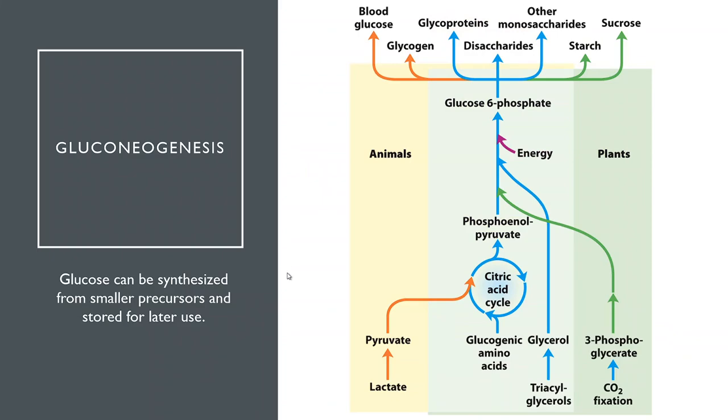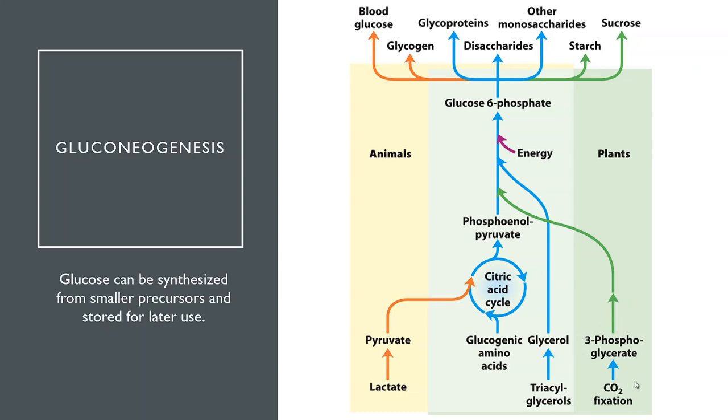So now, before we move on from glucose, because now we've talked about how glucose is broken down, it's worth pointing out how glucose is made. So this is called gluconeogenesis, which just means formation of new glucose. And so, of course, in plants, glucose is made mostly through the process of photosynthesis.